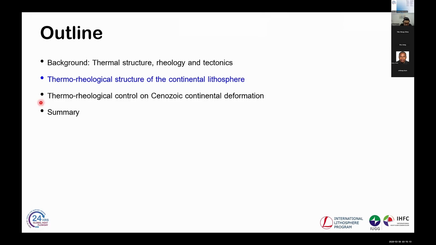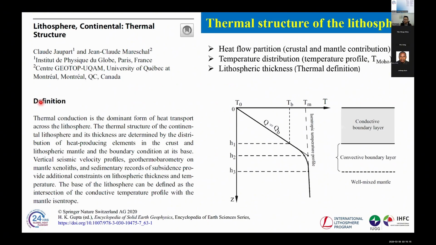I will introduce the basic features of the thermal structure of the continental lithosphere. First, I will give a definition of the thermal structure of the lithosphere. This is from the Encyclopedia of Solid Earth Geophysics published in 2020, by Claude Jaupart and Jean-Claude Mareschal. I'm sorry to know that Mareschal passed away last year.